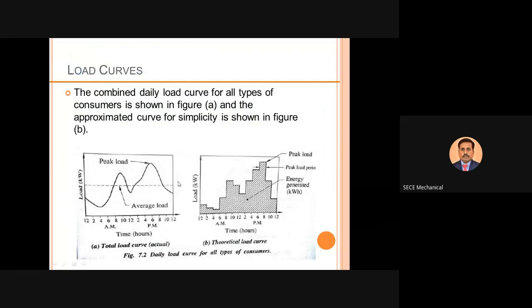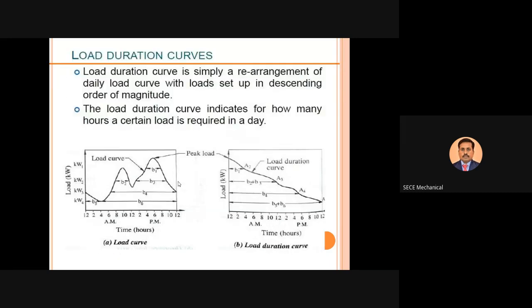So time means it is between 12 to 12. That means morning 12 to night 12. So that means we can predict only one day. What will be the power requirement in a day will be decided based upon the load curve. But here you can see the load duration curve means, with a period of time, what will be the load requirement.